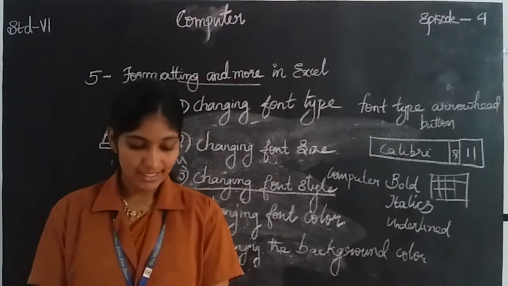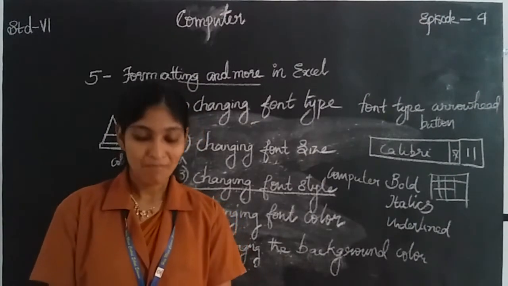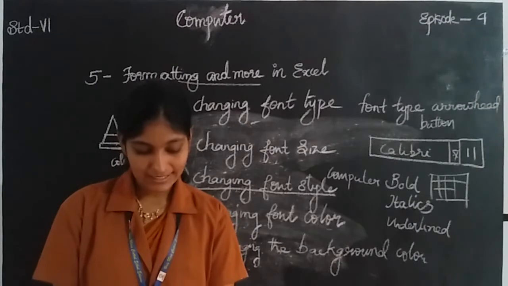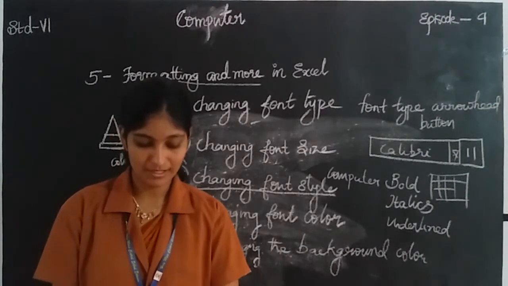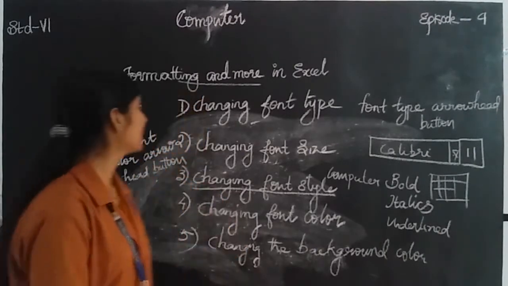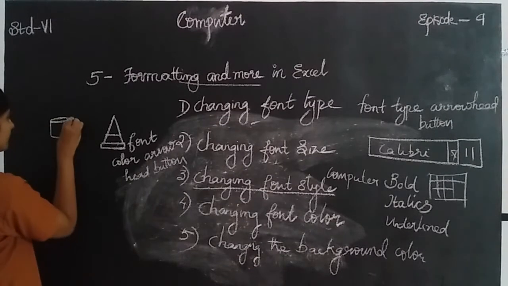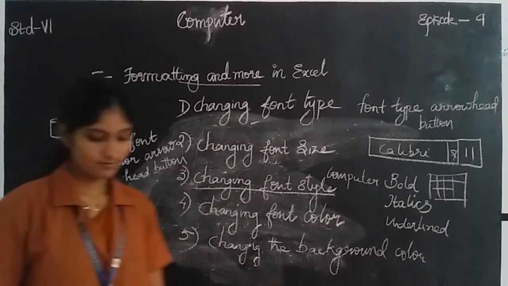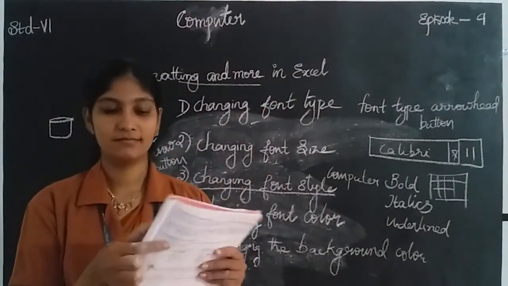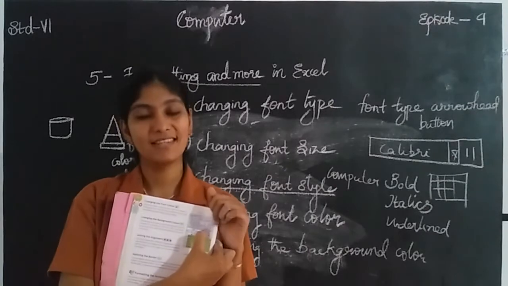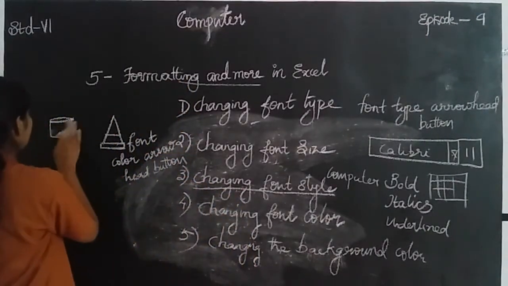The background colors of the selected cells can be changed by clicking the background button, that is fill color arrowhead button, and then selecting the background color of your choice. So fill color arrowhead button means there is a bucket. So here there is a bucket. That bucket's name is fill color arrowhead button.